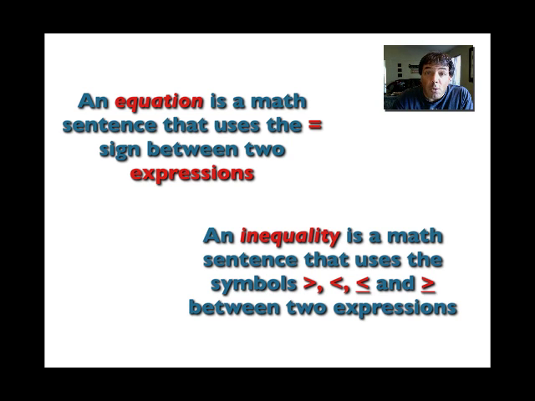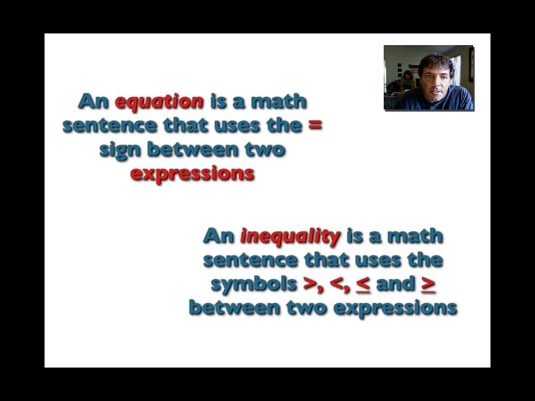An inequality is the same thing in math sense, but this time in between the two expressions, we're going to use the greater than sign or the less than sign. And you may not be familiar with the other two signs, the greater than or equal to, or the less than or equal to signs. Okay, so this is what we're going to be doing.